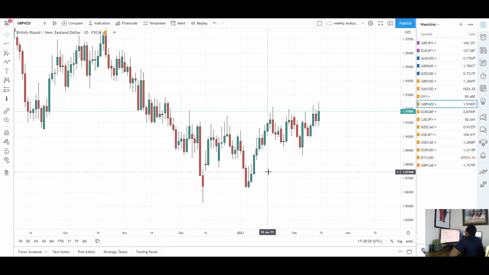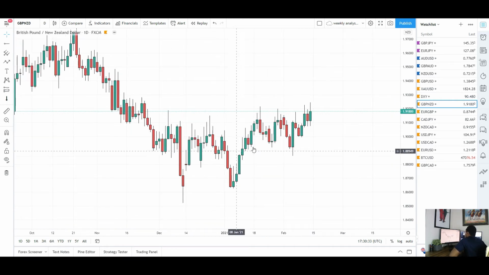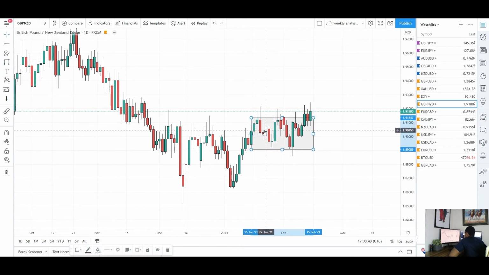Okay, so for GBP/NZD this week, we saw price gaining momentum to the upside and starting to trend to the upside here. It looks like we could be seeing a breakout of this consolidation on the daily time frame. So this is the consolidation box that I had drawn for this pair.